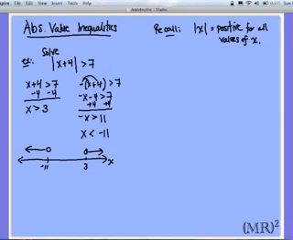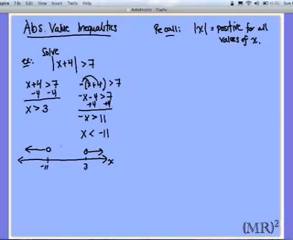Suppose I have a number that's less than negative 11, such as negative 12. Negative 12 plus 4 is negative 8, but when I take the absolute value, I'll get a positive 8, and it is true that a positive 8 is greater than 7. I'll check a number bigger than 3, so let's say 4. 4 plus 4 is 8, and absolute value of 8 is 8, and 8 is greater than 7. So I know both of those situations work.